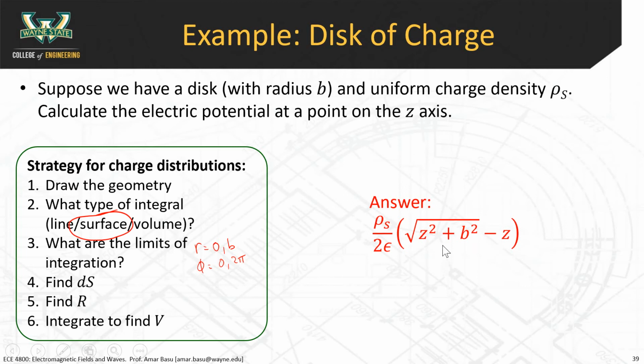So this should be b squared plus h squared, and this will be minus h, assuming that you are at a height h on the z-axis. All right, so let me ask you, any questions on that? Any questions on this problem? Okay, all right.